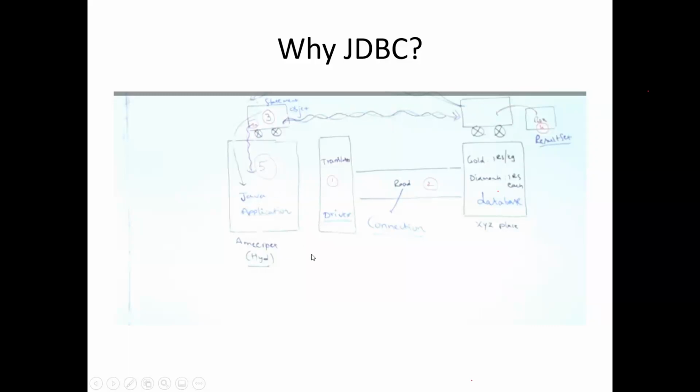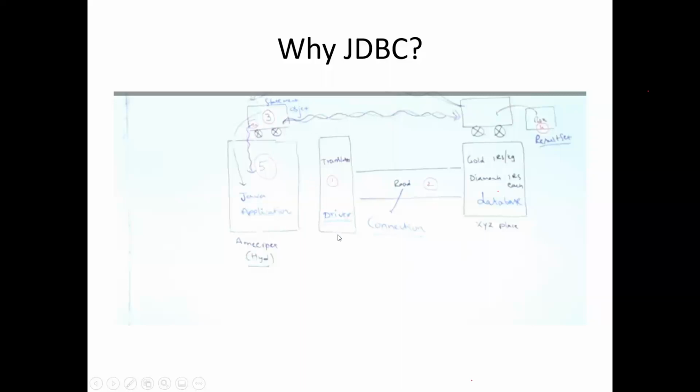Now we will see this with the help of JDBC. The fifth point, that means the source, Amirpet, is the Java application. What is our aim here? The Java application communicates with the database. With the help of the Java application we will communicate with the database. Here the database means XYZ place. My dear students, please observe here: Amirpet location is indicated by the Java application, and XYZ place is indicated by the database. So now I will communicate from the Java application to the database.